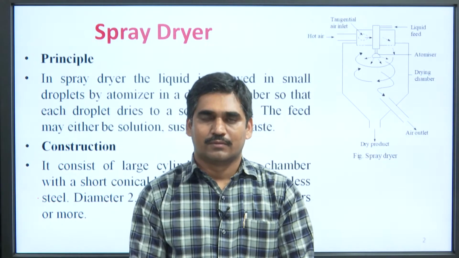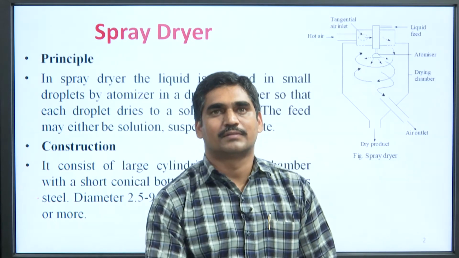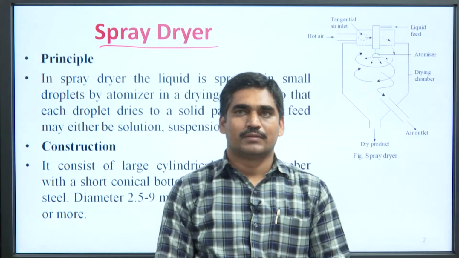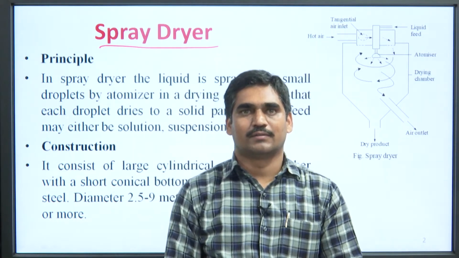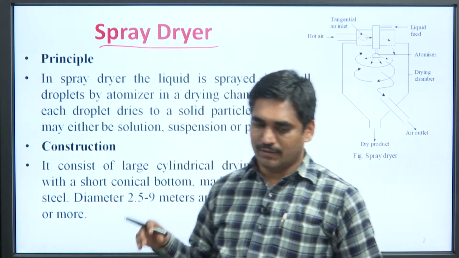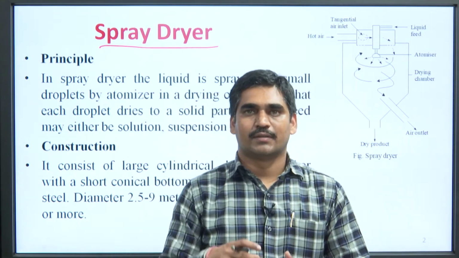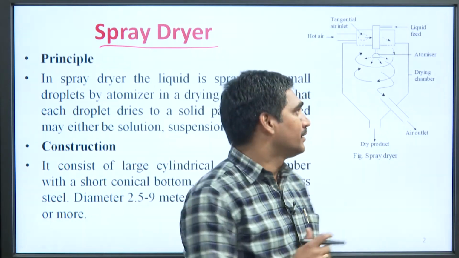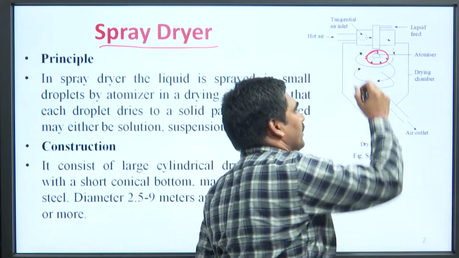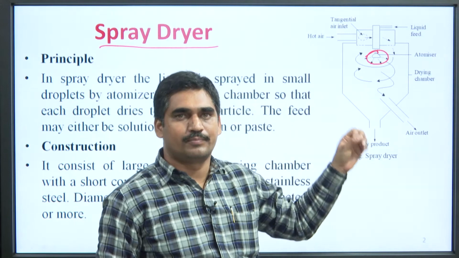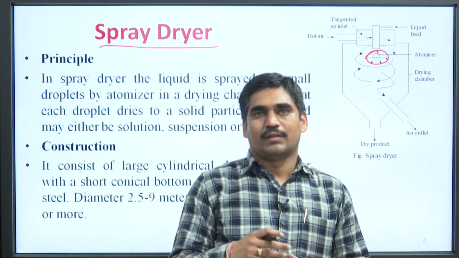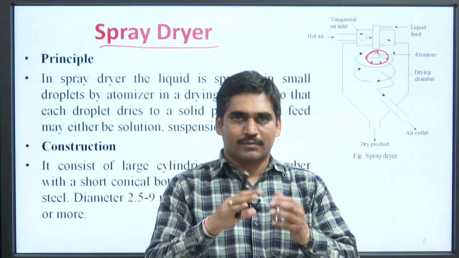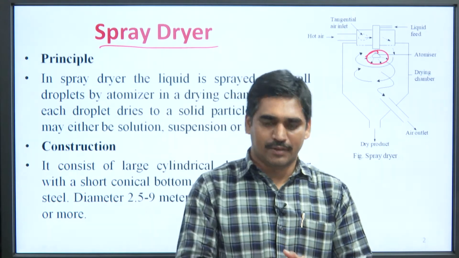Now, the first dryer of today's session is the spray dryer. We will also study the principle behind this spray dryer. In a spray dryer, liquid is sprayed into small droplets by the use of an atomizer. With the help of the atomizer, liquid is sprayed into the drying chamber and each droplet dries to a solid particle. This is the principle behind the spray dryer.